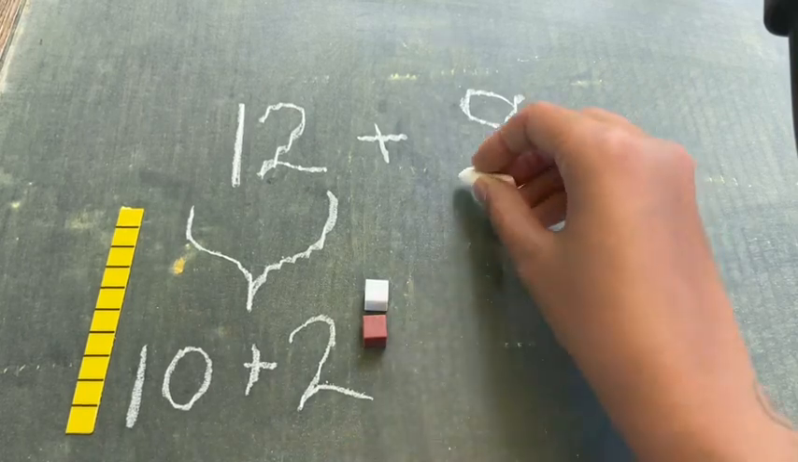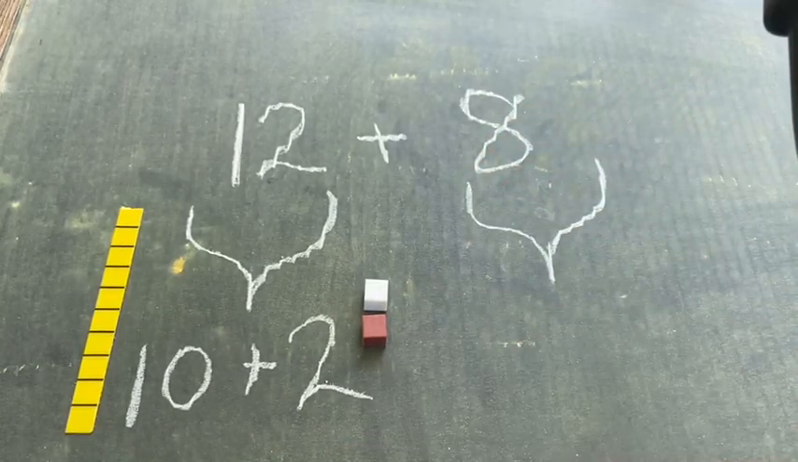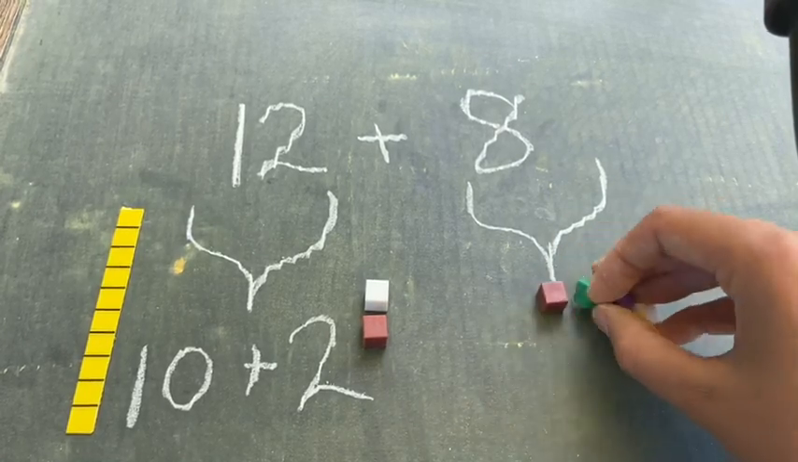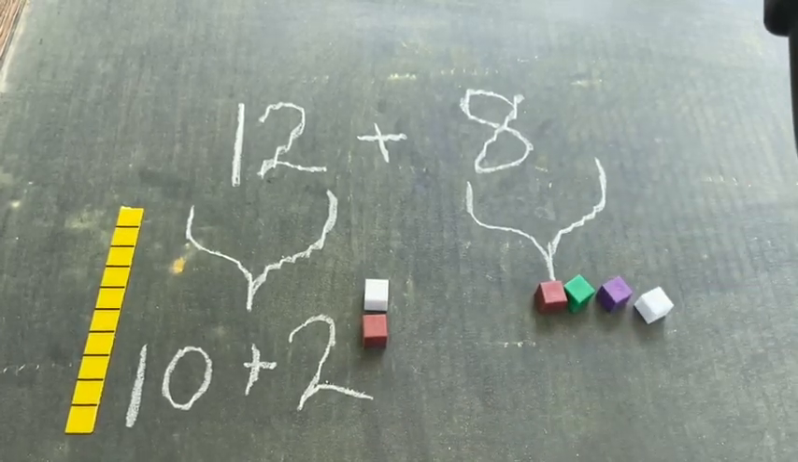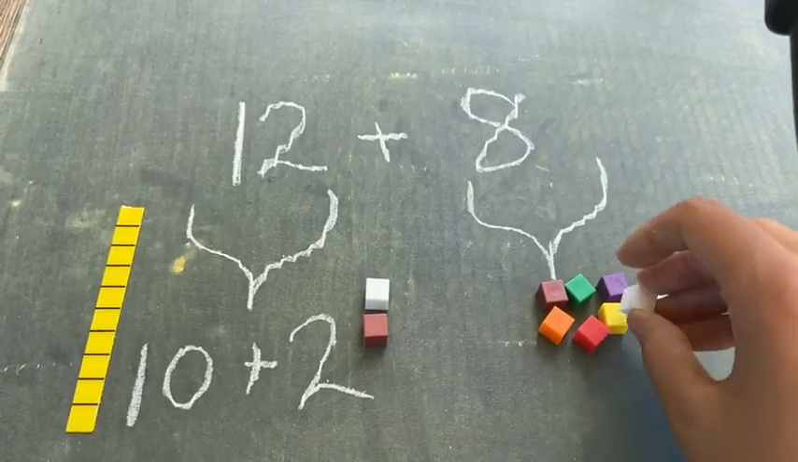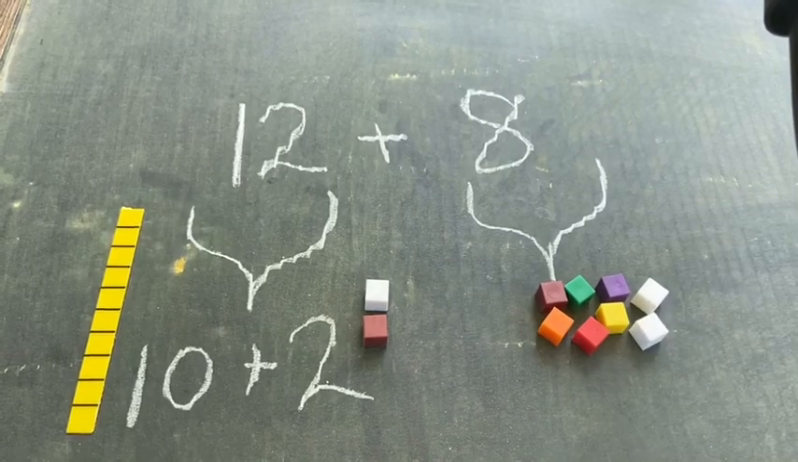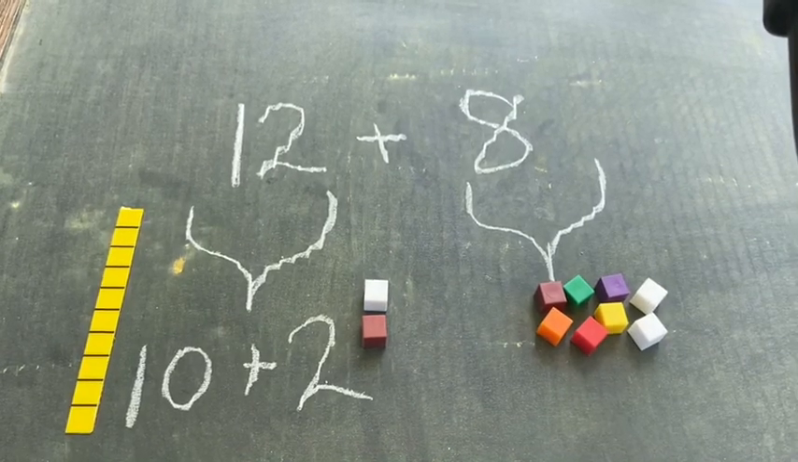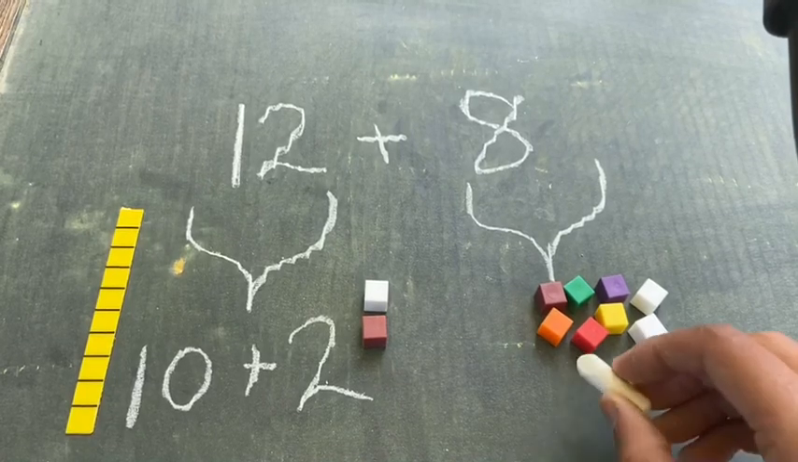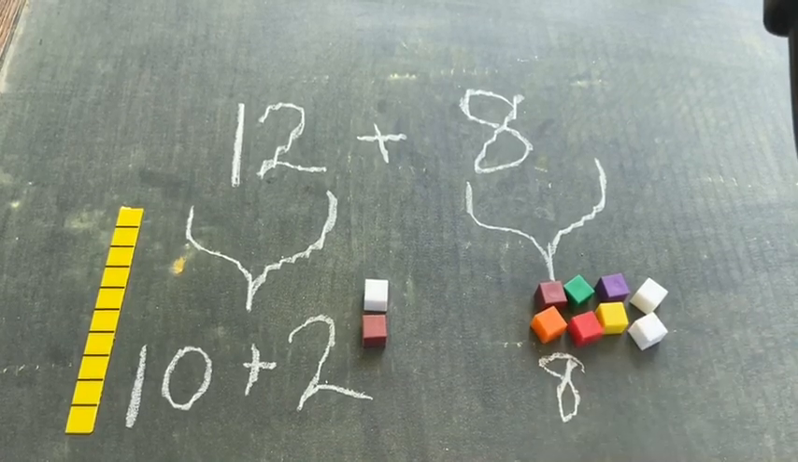And we know that 8 has no 10s, right? 8 is only made up of 1, 2, 3, 4, 5, 6, 7, 8. There are no 10s in the number 8. There's not enough. What I was showing you in class is this.